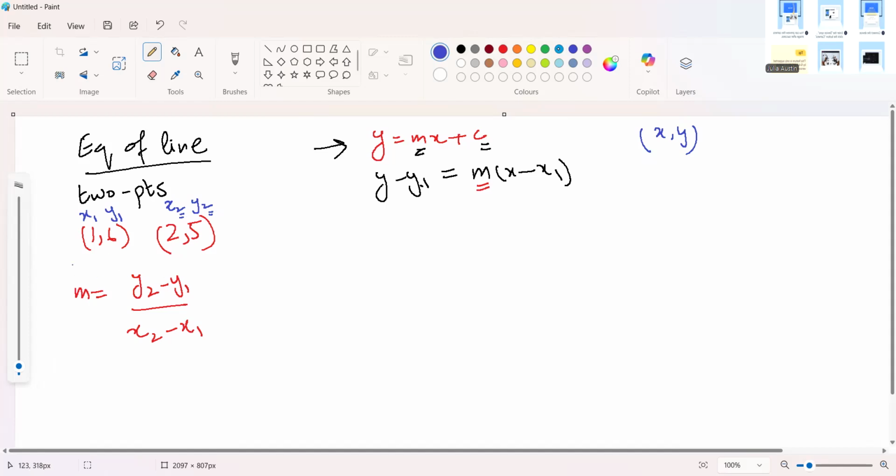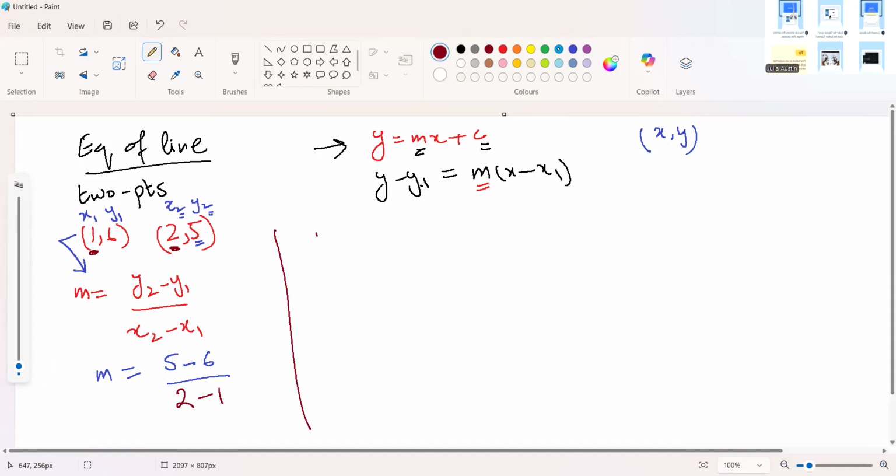So first of all, to find the gradient, I need to substitute these values into this equation. So m is equal to, in place of y2, the value is 5, minus y1, which is 6, divided by the value of x2, which we can see here is 2, and the value of x1 is 1, so I use minus 1.